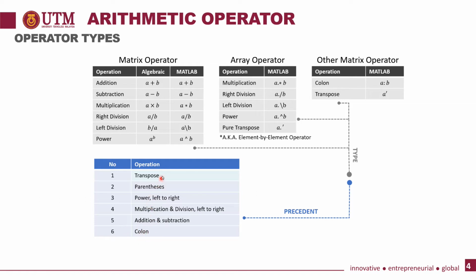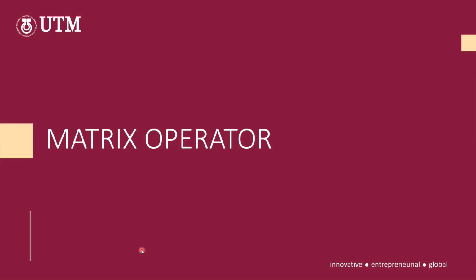This is a sequence of operations that you need to execute when operations are combined. First, if you have a transpose, you need to execute the transpose first, then parentheses, then power, then multiplication, then addition, and lastly, if you have a colon, you need to execute the colon at the last part. Okay, all right.